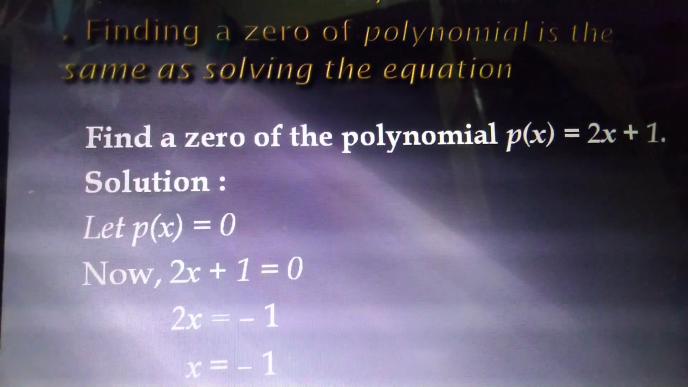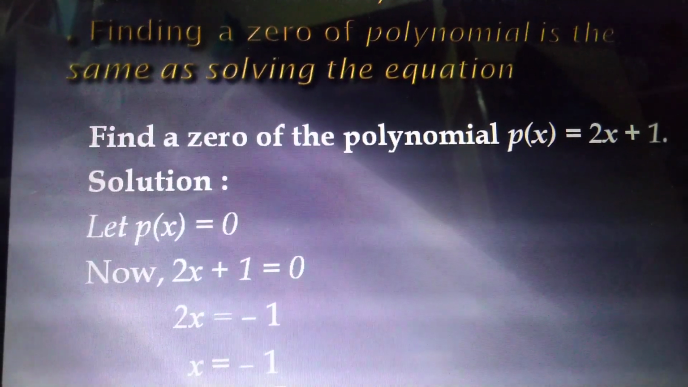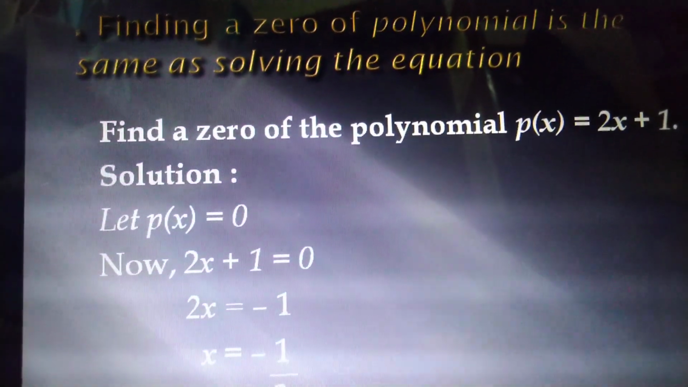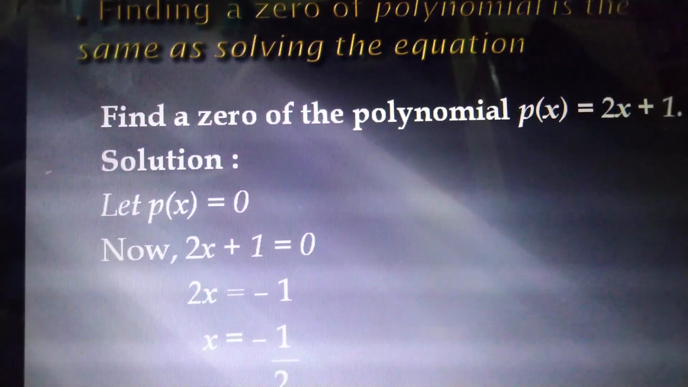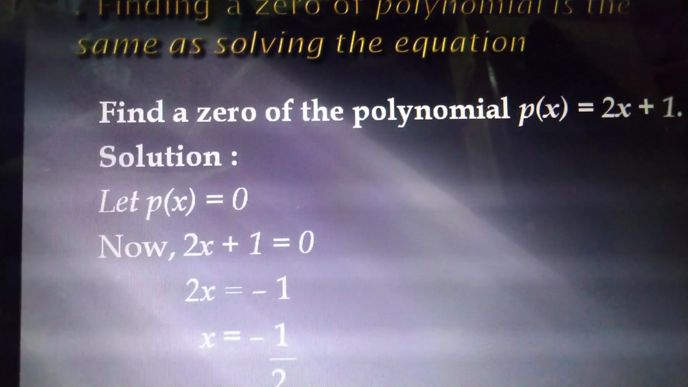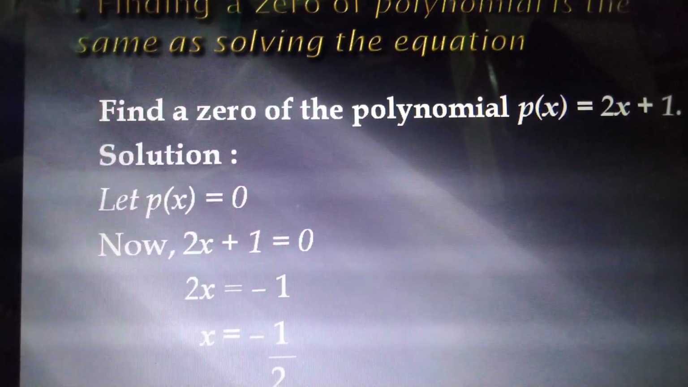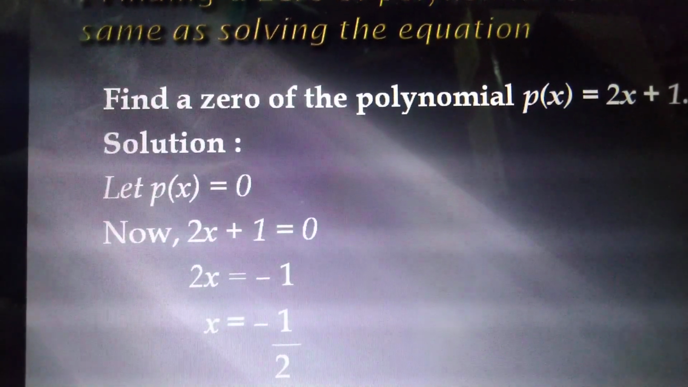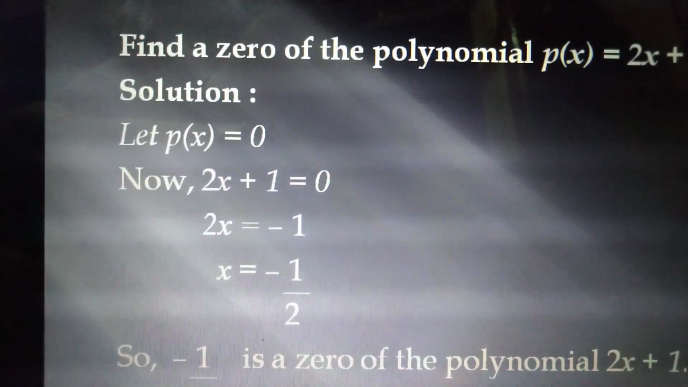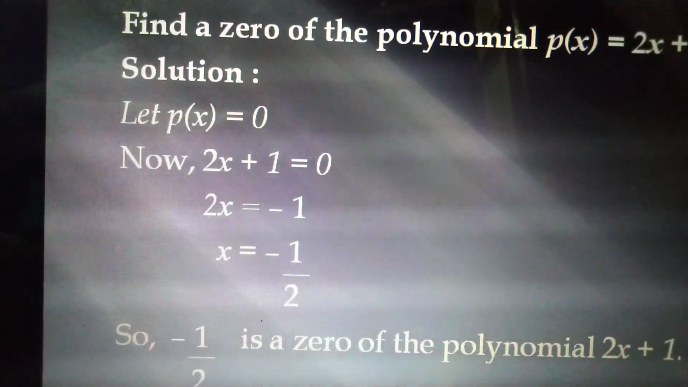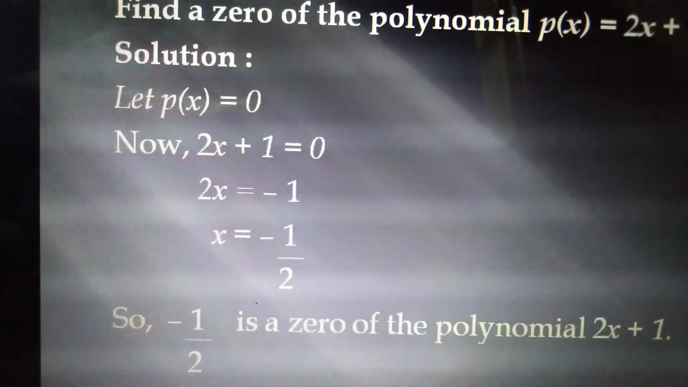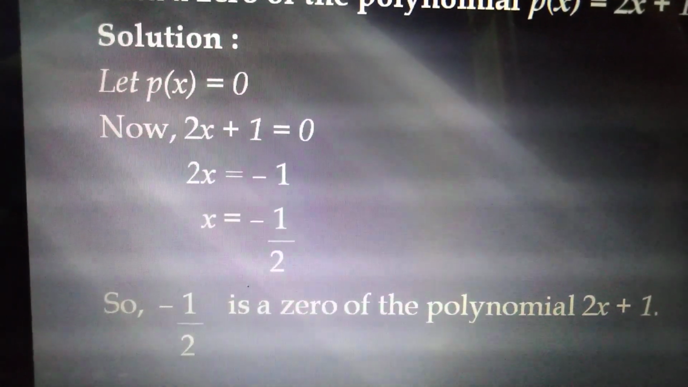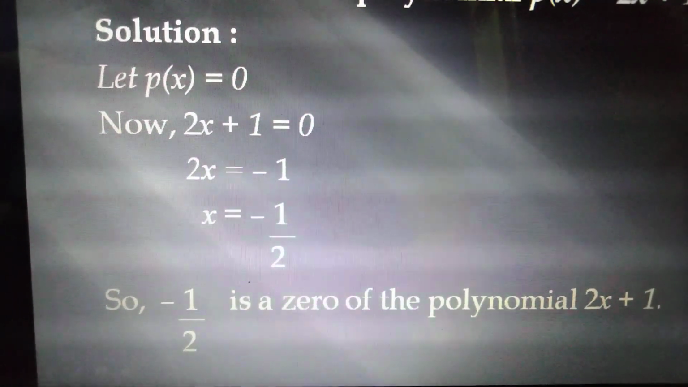So the given polynomial is p of x equal to 2x plus 1. See the solution. Let p of x equal to 0. So what is p of x? 2x plus 1. So 2x plus 1 is equal to 0. 2x is equal to minus 1, since plus 1 comes to this side as minus 1. x is equal to minus 1 divided by 2, since multiplication by 2 comes to this side as division. So x equal to minus 1 by 2. So minus 1 by 2 is a zero of the polynomial 2x plus 1. That's all.